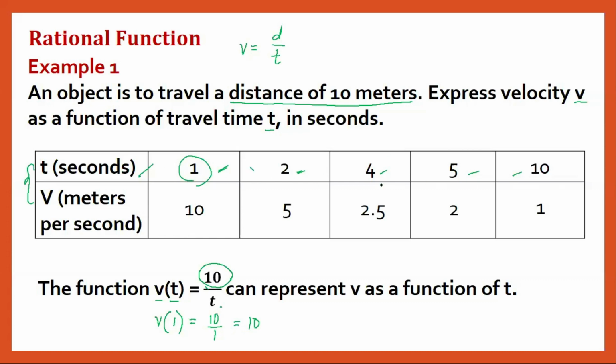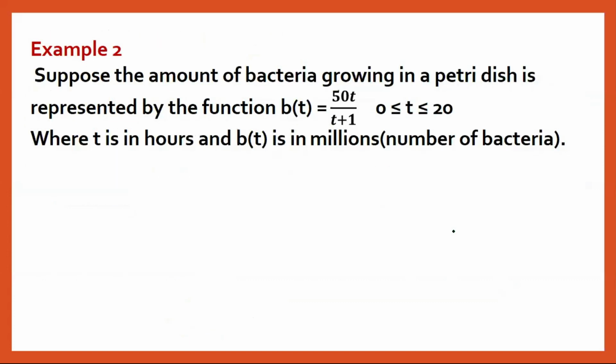Observe the values. As the time in seconds increases, anong nangyayari sa velocity? The velocity decreases. So again, as the time in seconds increases, the velocity decreases. For example, pinagulong nyo yung bola. Sa unang mga segundo, mabilis pa siya. Pero habang tumatagal, habang umaandar yung oras, pabagal ng pabagal yung gulong ng bola. Sana naintindihan.